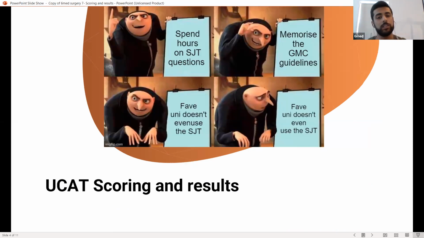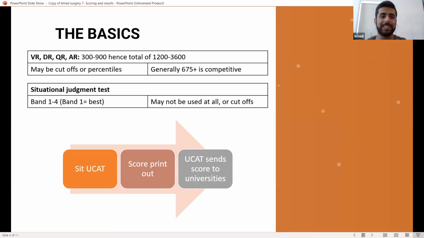And yeah, so we're just going to briefly go through some of the scoring and results. So, starting with the absolute basics. I mean, you guys know this, but you have the first four sections, which are scored 300 to 900. A common question that we get asked is, what is a good score?